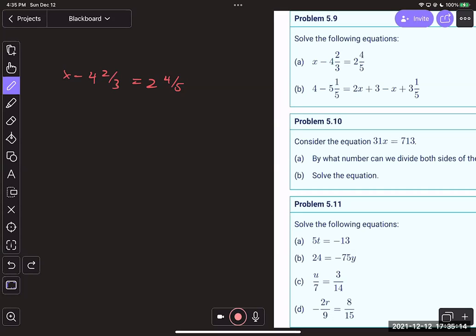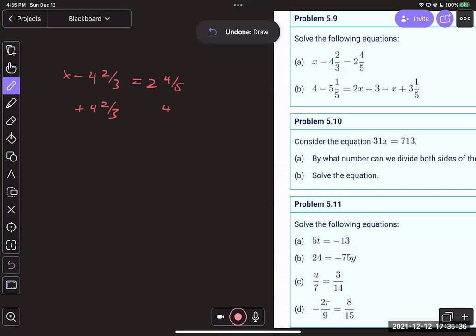Add the difference and the subtractor. So what do you mean by that? Add 4 and 2/3 and 2 and 4/5 together. Okay, so you're saying we have to add 4 and 2/3 onto both sides, to get rid of it from here. And then since you did that to the left side, you have to do it to the right side too.